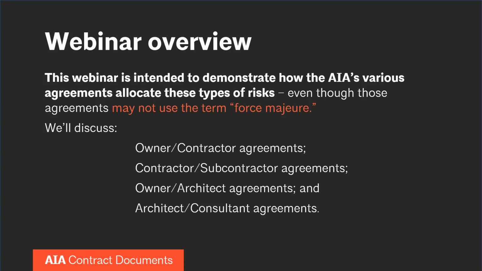So having said that, let's move to just a quick overview as to where we're going to go from there now that you understand a little bit more about what and where force majeure clauses are. So in this webinar, Mike and I intend to demonstrate how the AIA's various agreements allocate those delay type risks, things that happen that are out of the party's control, even though the AIA's documents may not use the term force majeure. So we're going to discuss owner contractor agreements, contractor subcontractor agreements, owner architect agreements, and then architect consultant agreements.